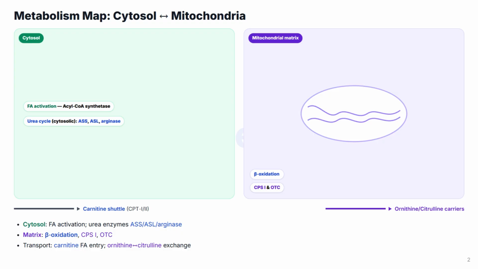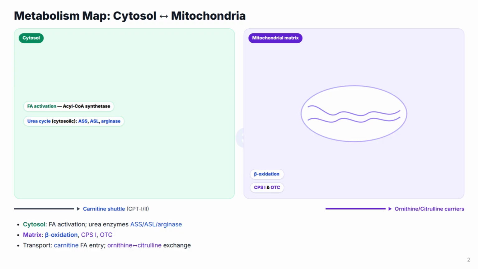Connecting them is the carnitine shuttle involving CPTI1 and CPTI2, which transports fatty acids into the mitochondria. There are also specific carriers for moving ornithine and citrulline across the inner membrane. The summary text explains, in the cytosol, fatty acid activation and some urea cycle enzymes operate. In the matrix, beta-oxidation and other urea cycle steps occur. Transport is facilitated by the carnitine shuttle for fatty acids and special carriers to exchange ornithine and citrulline.